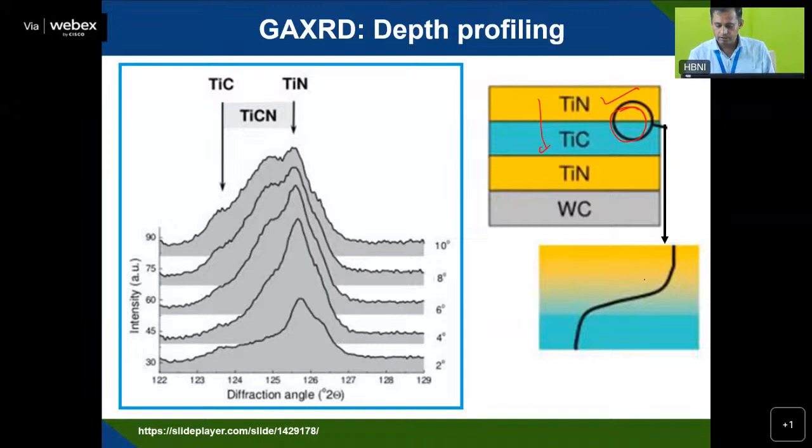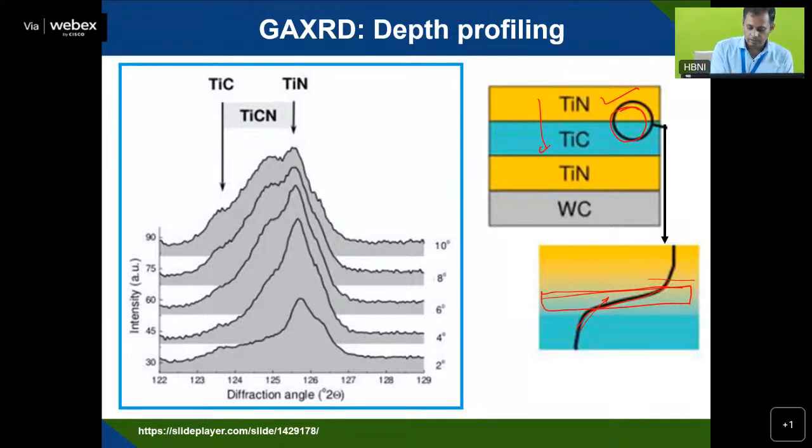You can see here it is completely titanium nitride, and then this is the diffuse zone where nitrogen can diffuse to the other layer and carbon can diffuse to here. So you have a zone here, and this zone information, if you want to see by depth profiling, you are able to see this structure by using grazing angle XRD. You can see here this is a complete titanium nitride.